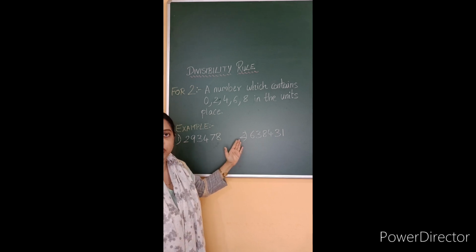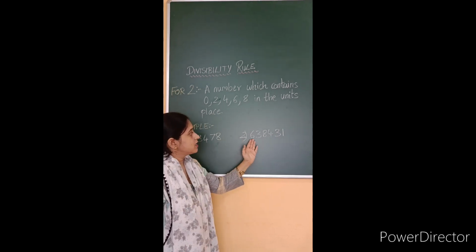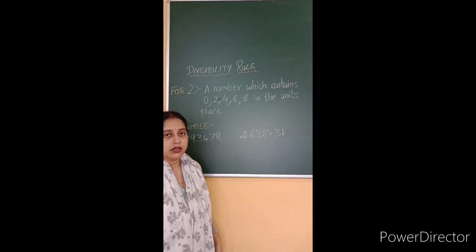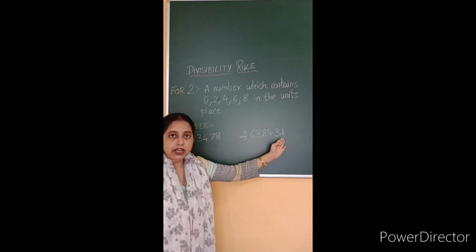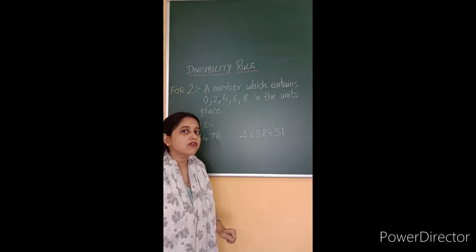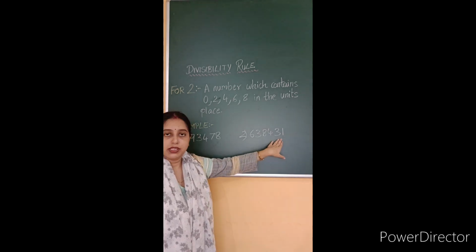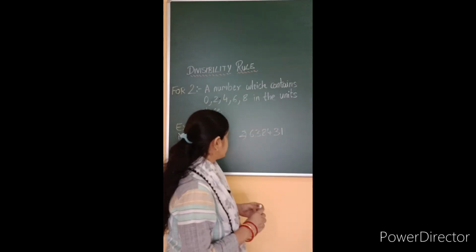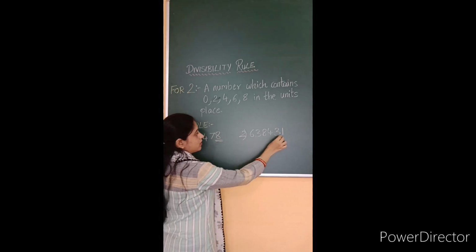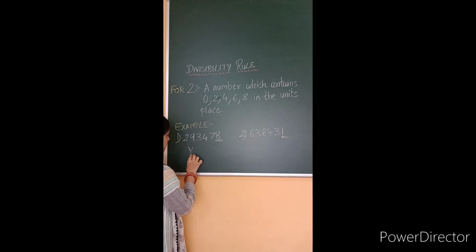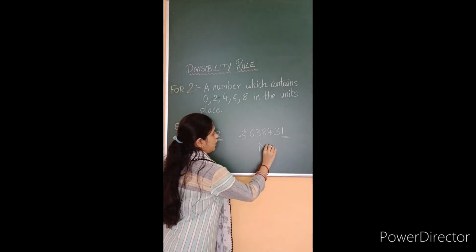Now let's look at a second example: 638431. By seeing the units place, we will identify the number. It has 1 in the units place. 1 is not divisible by 2, so this number is not divisible by 2. Here are 8, 1 and 1. For the first number it is yes, and for the other number it is no.